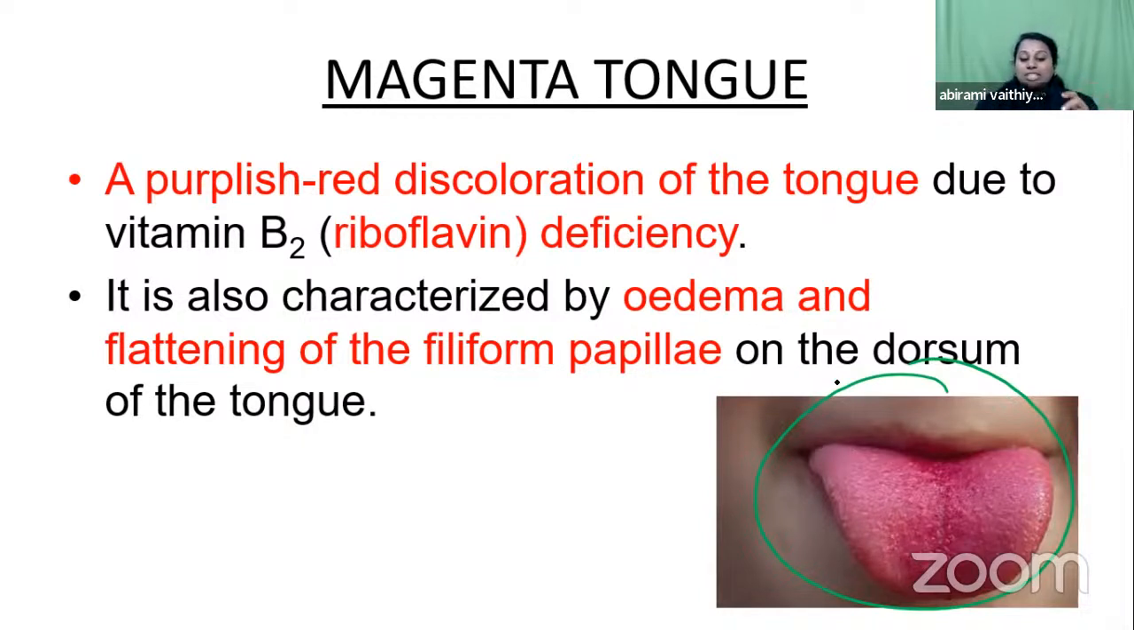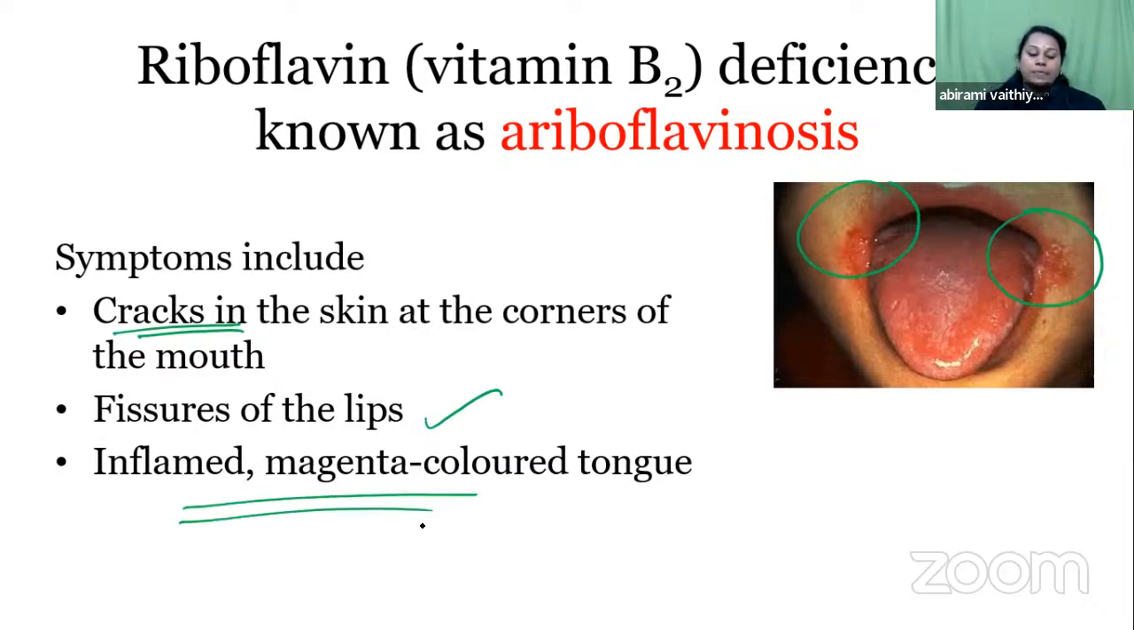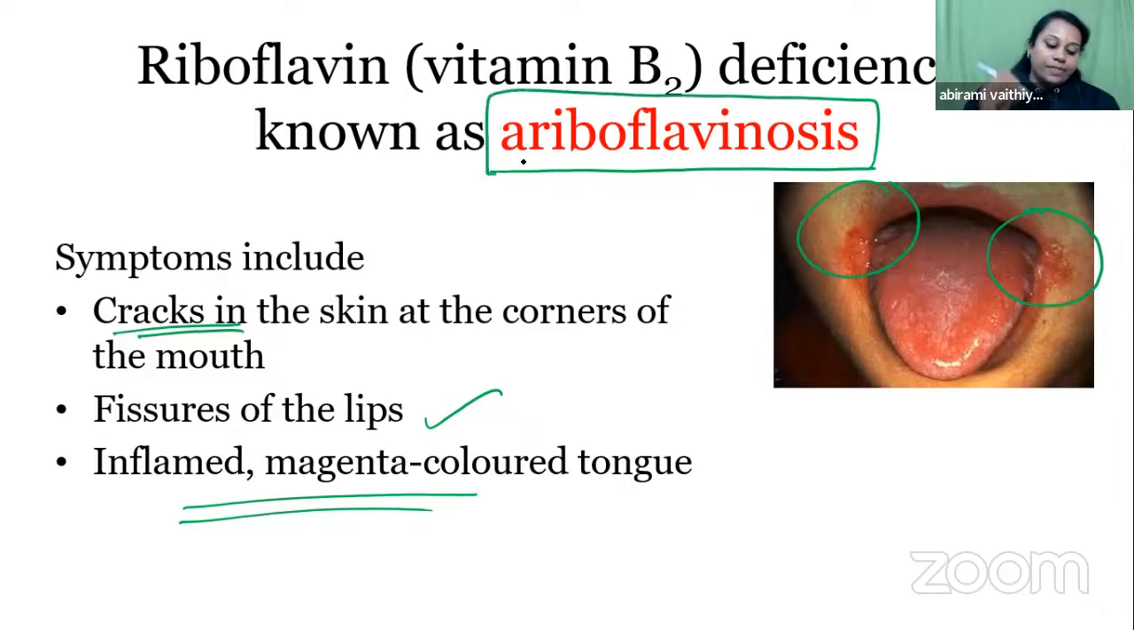Not only this magenta color of the tongue, it can also cause edematous appearance, flattening of the filiform papillae of the tongue, and it can also cause cracks on the skin at the corners of the mouth like this. You can have cracks at the corners of the mouth, fissures on the lips, inflamed magenta colored tongue. All these are features of riboflavin deficiency, and riboflavin deficiency is known as ariboflavinosis. So the question was on magenta colored tongue that is seen in riboflavin deficiency.